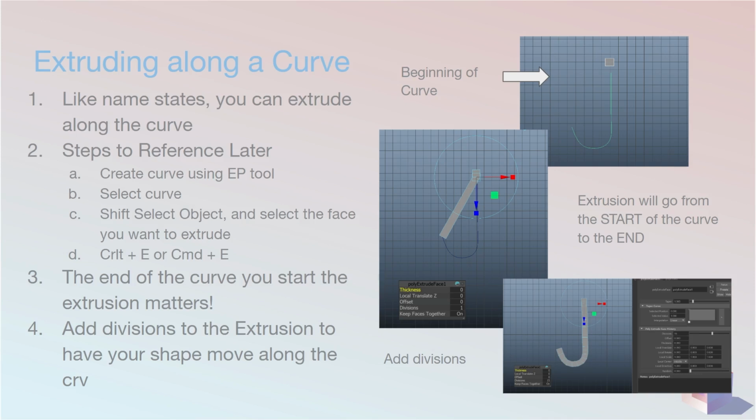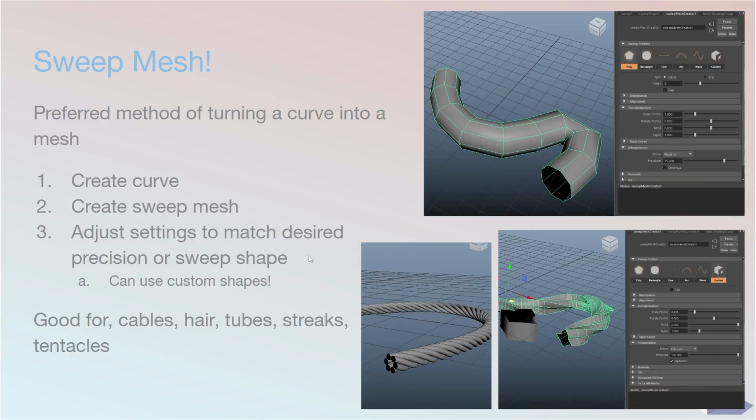So given a perfectly smooth curve like this one right here, you can select it, you can extrude it, and then you can create a bunch of divisions like this. And then this is a really easy way to create really smooth curves with a polygon mesh. Alternatively, there's a newer way to do this called the sweep mesh.